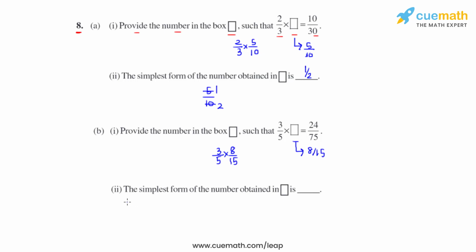The second bit says find the simplest form of the number obtained. As we can see that in 8 over 15, there is no other common factor apart from 1. It means that it is already in the simplest form. So the answer for the second bit of part B will be 8 over 15 itself. And this is how we solve this problem.